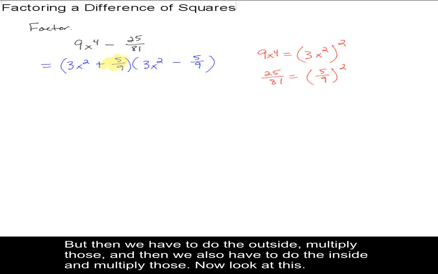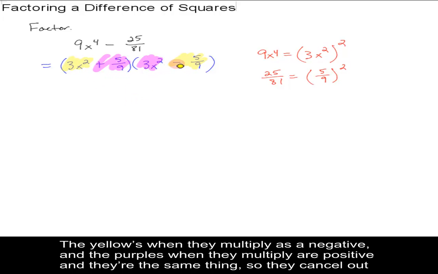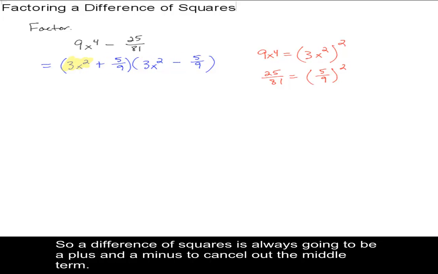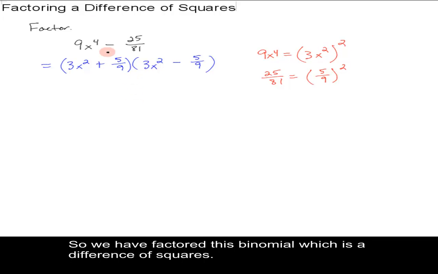That's good. But then we have to do the outside, multiply those, and then we also have to do the inside and multiply those. Now look at this. The yellows, when they multiply, is a negative, and the purples, when they multiply, are positive. And they're the same thing, so they cancel out when you add them together. That's why you get no middle term when you FOIL. So a difference of squares is always going to be a plus and a minus to cancel out the middle term. So we have factored this binomial, which is a difference of squares.